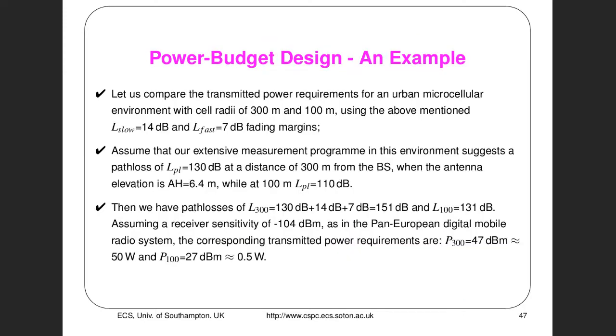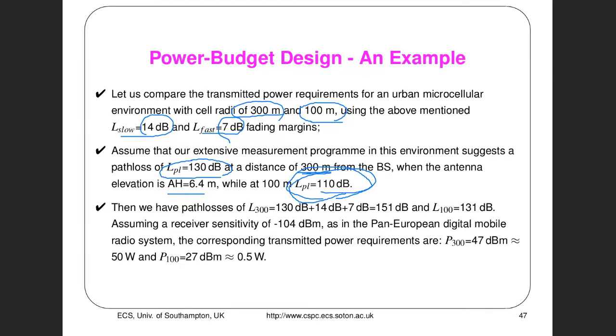Let's look at the result of this example together. So if we consider two cells, one is bigger, 300 meters, another is smaller, 100 meters. From the previous page, the example has a slow fading of 14 dB and fast fading of 7 dB. These two values are also called margin. Based on Hata's urban model, if we set up a distance and the antenna elevation, which is the height of the base station, then we can calculate the first level of the path loss. So for the big cell it is this much, for the smaller cell it is this much.